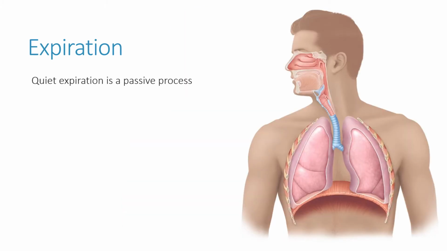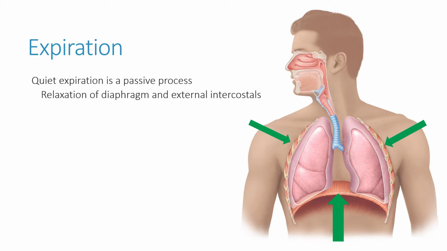Expiration, on the other hand, is normally a passive process. We're relying on the diaphragm and the external intercostals relaxing and moving back to the resting state. As the diaphragm relaxes, it mounds up, pushes against the thoracic cavity, and increases pressure to push that air out of the lungs and out of the body. We're also relying on the elasticity of the lung tissue itself. As it expanded out, lung tissue has this elastic recoil effect that causes it to press back in against itself, increase pressure, and push air out of the lungs.